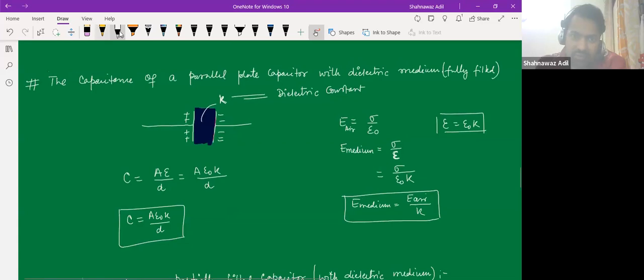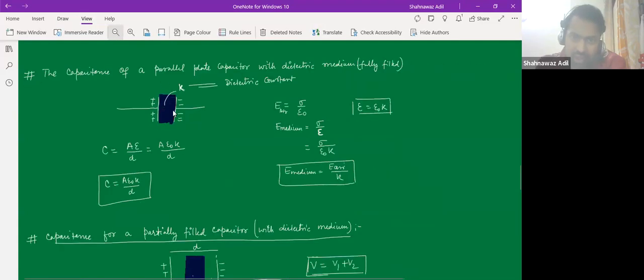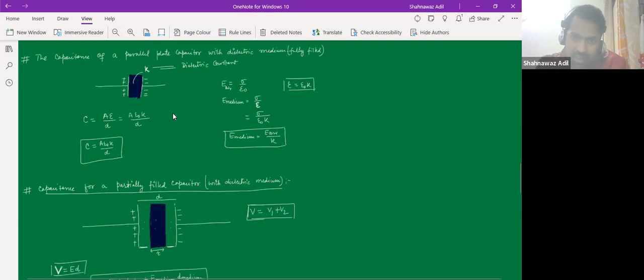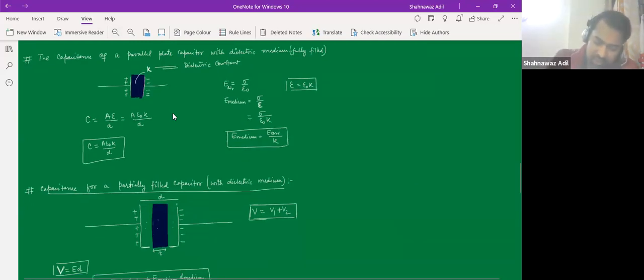Do you have any doubt? Okay, then please note down these thoughts. And then we'll calculate the energy of a parallel plate capacitor.